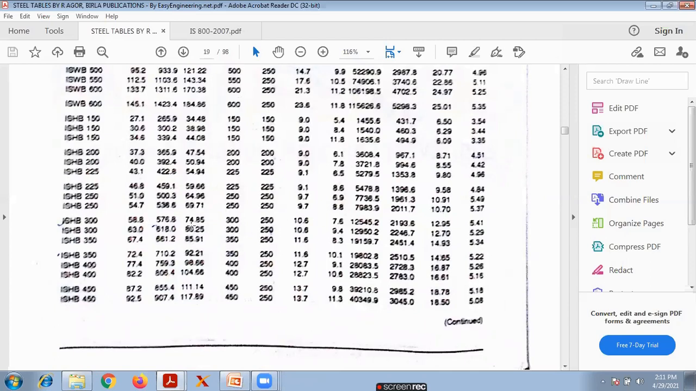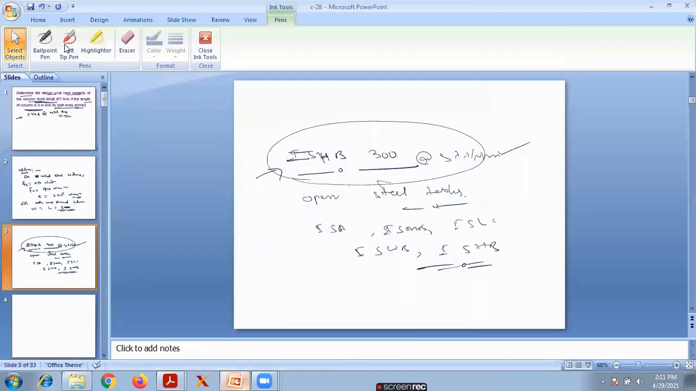The area here you will see the area is 74.84 or 84, whatever it may be. It is in centimeter square. If you convert into millimeter square, you will take 7484. So now I will write these details here for your better understanding. Wait for 1 second.